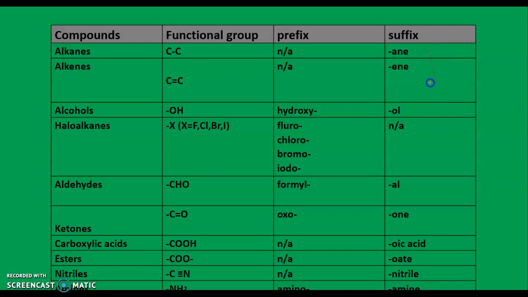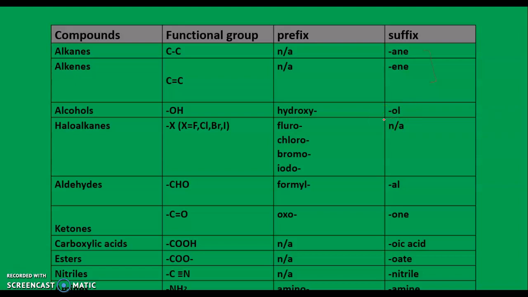Remember that these are always suffixes. A suffix is what comes at the end of the name. A prefix is what comes at the start. So we looked into the side chain prefixes. So alcohol is hydroxy, but if it is used as a suffix, it's -ol.